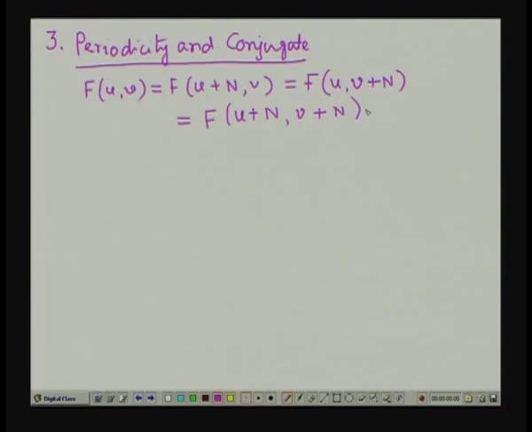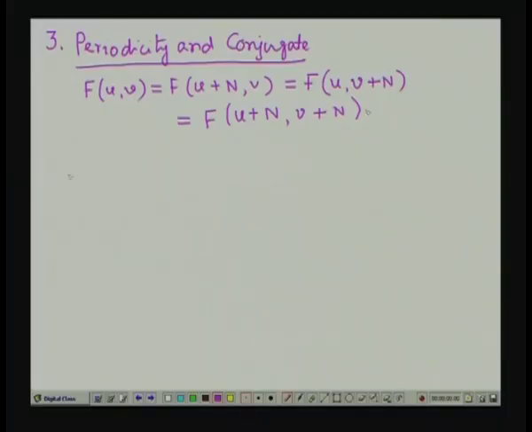So, this is what is meant by periodic. If you find that the Fourier transformation F(u,v) is periodic both in the x direction and in the y direction, that gives rise to F(u,v) = F(u+N, v+N), which is the same as F(u+N, v) and which is also the same as F(u, v+N). Now, let us see how we can derive or prove this particular property.